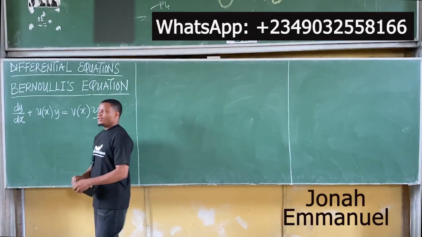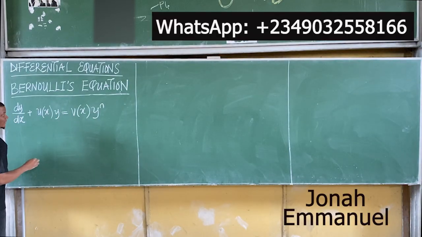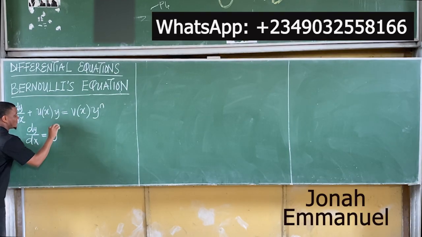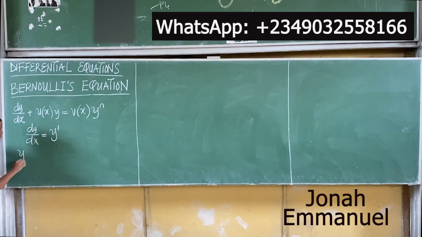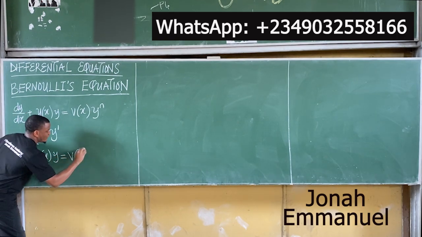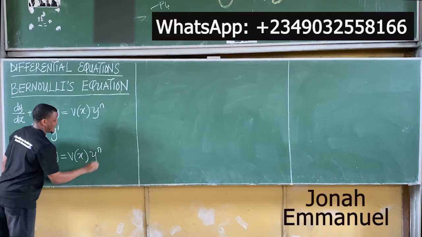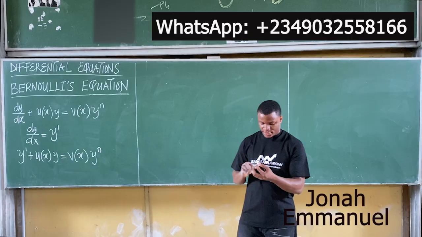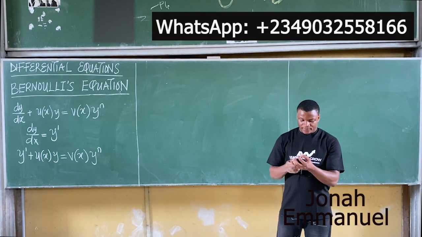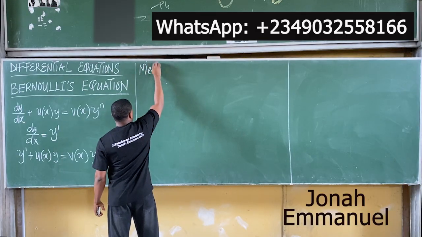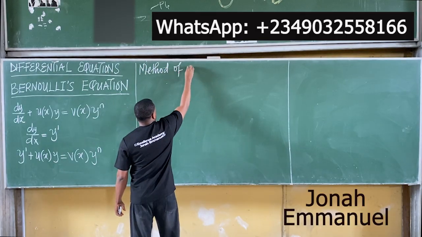We know that dy/dx can still be written as y prime. So in essence, this can still be written as y prime plus u of x times y is equal to v of x times y to the power n. So this is what is called a Bernoulli's equation. That's about the form. Let's see how we can solve this. Method of solution. How do we solve this?